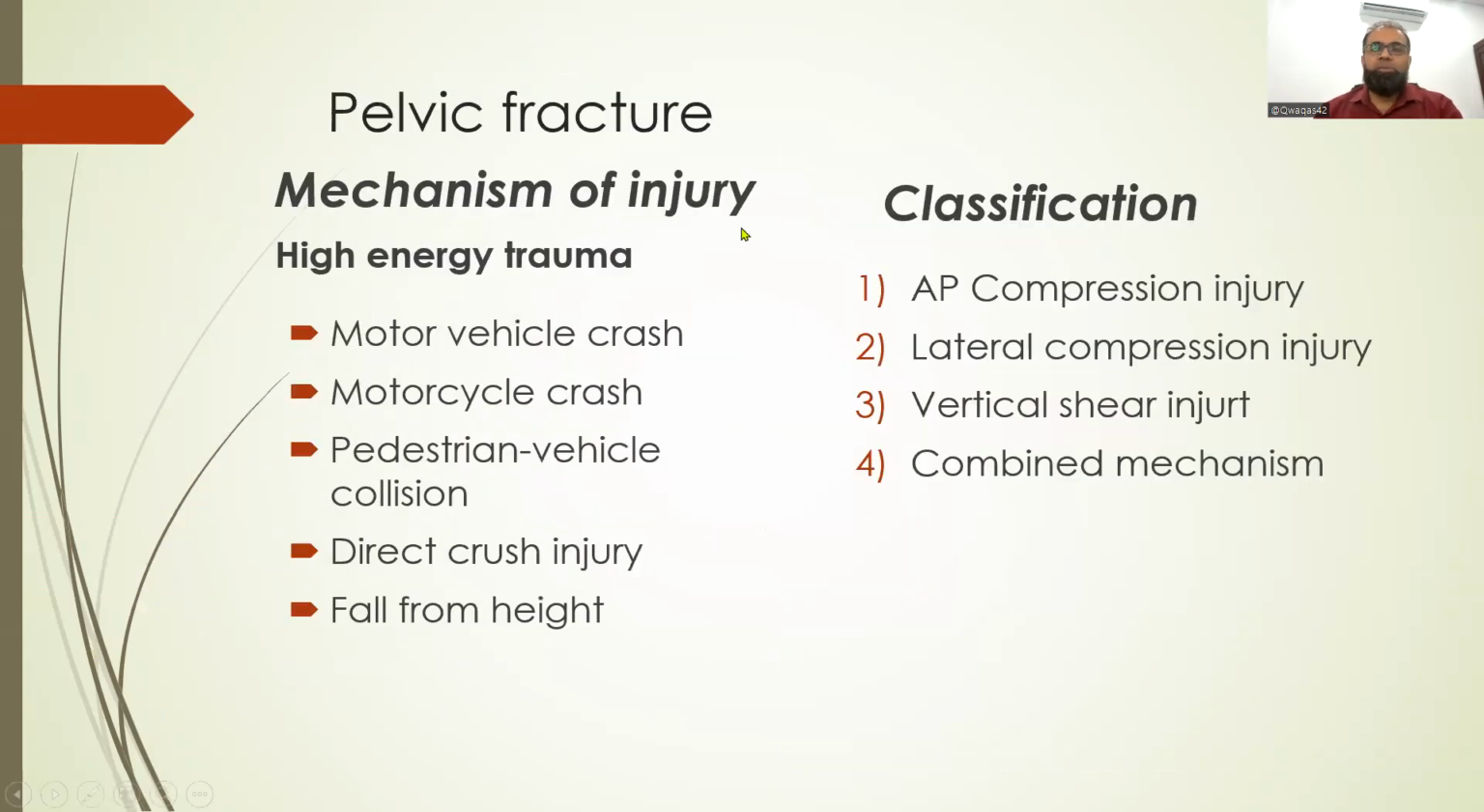So what's the mechanism of injury? There will be a high energy trauma, of course. There can be a motor vehicle crash, a motorbike accident, or a vehicle colliding into a patient, or a fall from height. There are different injuries: anteroposterior compression, lateral compression, and vertical shear injuries, or there can be a combination of the above three injuries.